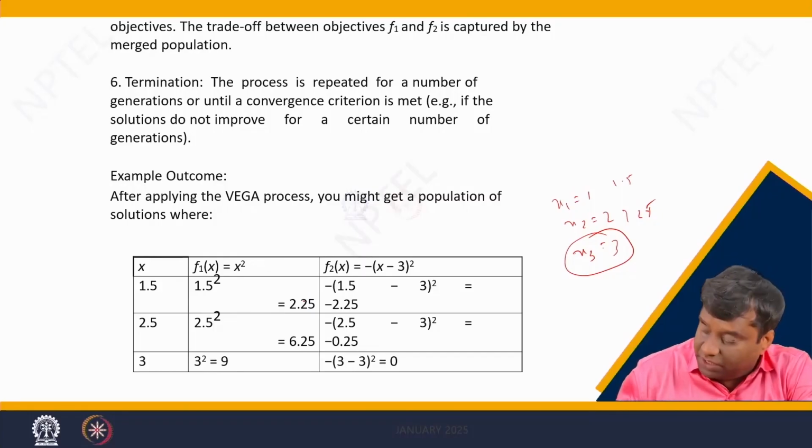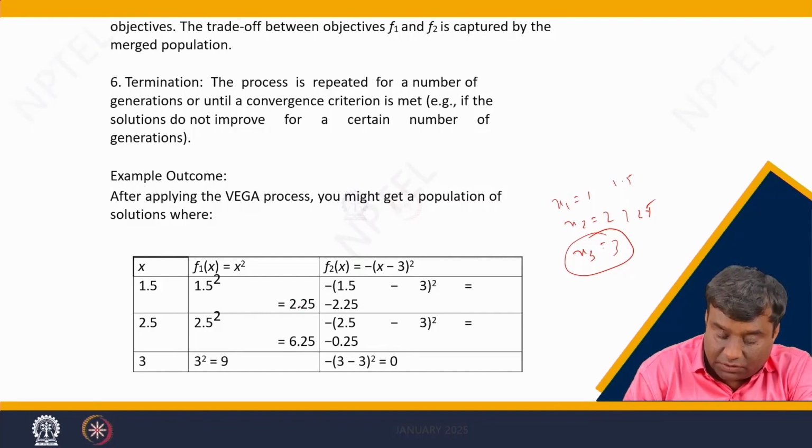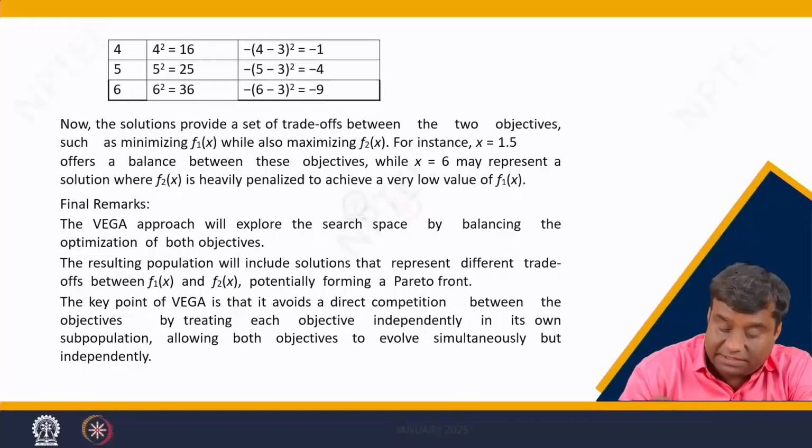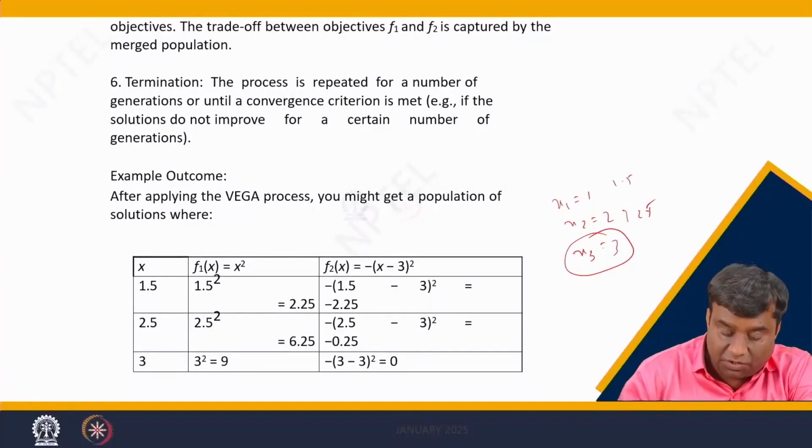You will see that our objective was to minimize f1x and maximize f2x. So we minimize that to 2.25, but the best value is not maximized, so it's okay. So the rest of the values are maximized. So for f1x, 1.5 is better.